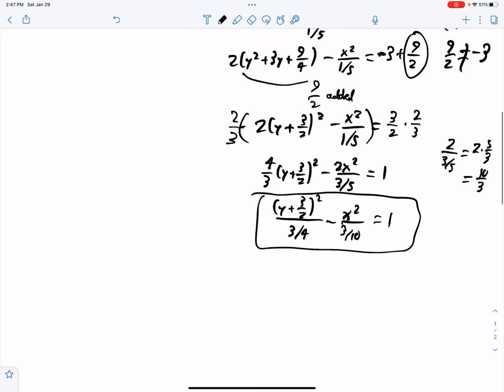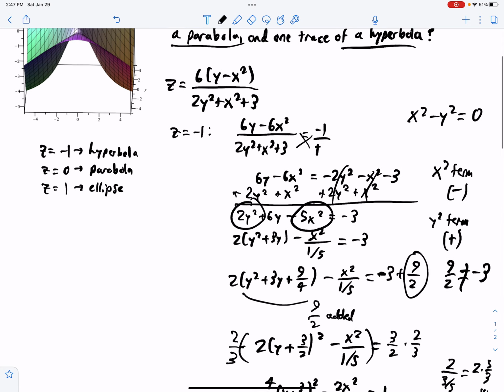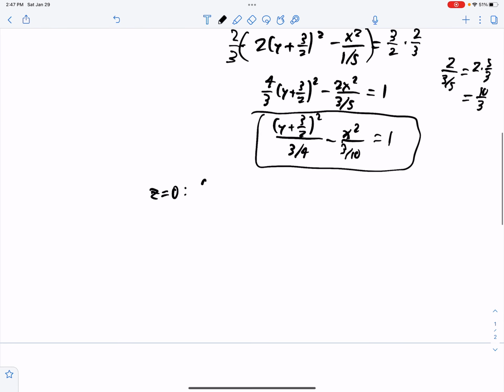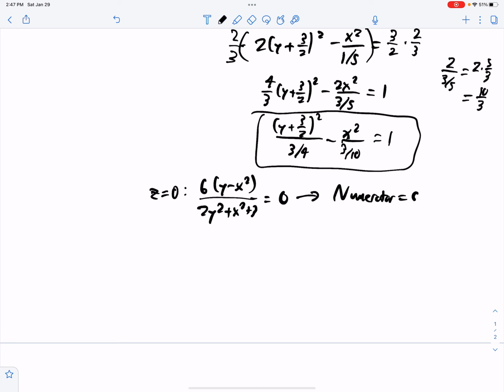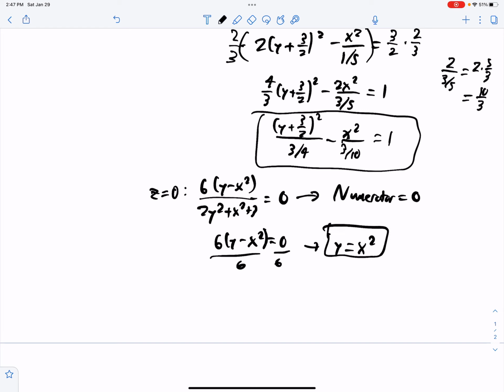Okay, that algebra was kind of tedious. Z equals 0 is not that bad because we completely wipe out the denominator. If we've got 6 times y minus x squared over 2y squared plus x squared plus 3 equals 0, then all we have to do is set the numerator equal to 0. That's just 6 times y minus x squared equals 0, or dividing both sides by 6, we just get y equals x squared. And that's a parabola. So z equals 0 goes really quickly.